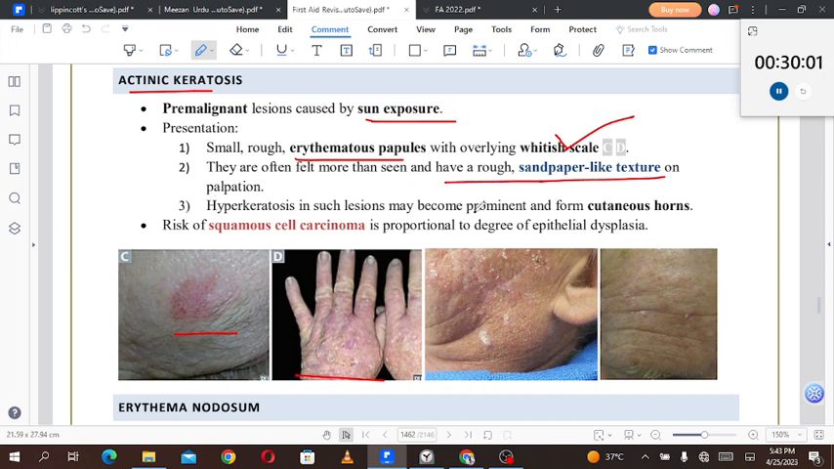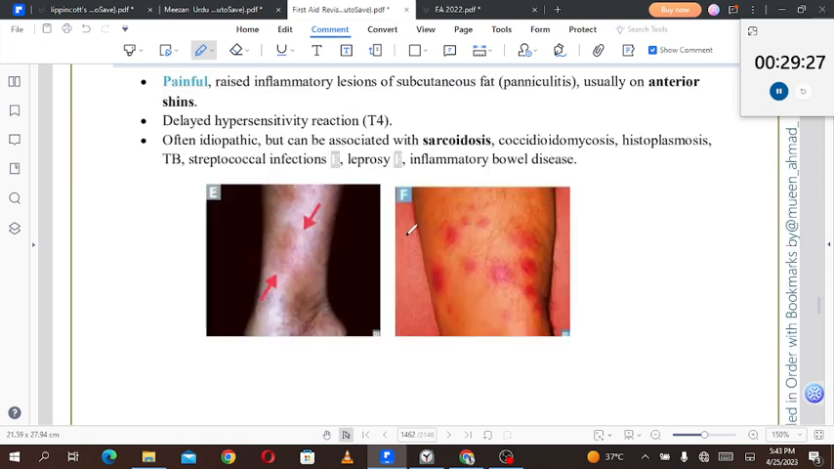Hyperkeratosis in such lesions may become prominent and form cutaneous horns. Risk of squamous cell carcinoma is proportional to the degree of epithelial dysplasia. So in actinic keratosis, the degree of dysplasia will decide the risk of development of squamous cell carcinoma, and these are the pictures of that. Actinic keratosis, okay, so there will be a sandpaper-like texture on palpation. Hyperkeratosis means excessive production of the stratum corneum. In such lesions it may become prominent and form cutaneous horns, and risk of squamous cell carcinoma is proportional to the degree of epithelial dysplasia.